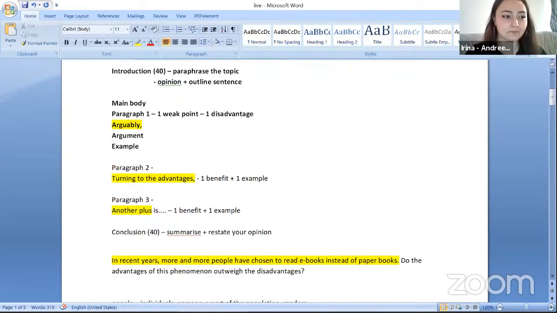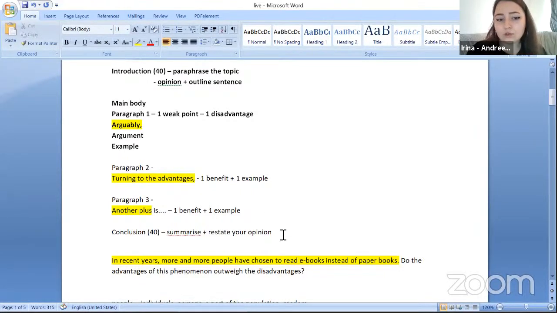Another plus. A variety of books. Okay, yeah, clearly on the internet you have everything, any language. So you can have a variety as opposed to physically. Okay, good. So we have these three arguments, one disadvantage and 2 benefits.